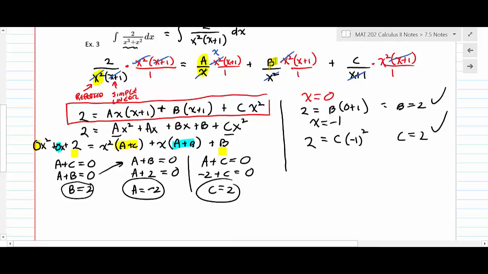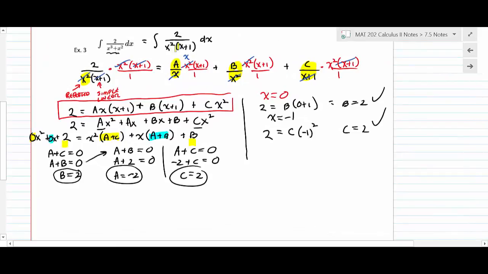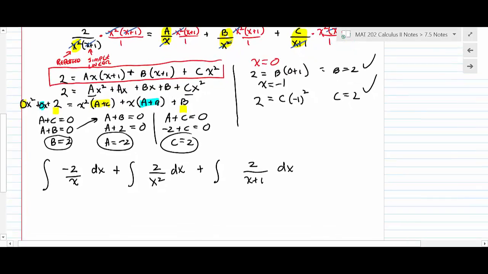So we're looking at this thing right here, okay? We know a, b, and c, so now we're going to put it together and do our integral like this. So we are doing the integral of a over x, okay? A is negative 2, so we have negative 2 over x dx. I'm going to break this one up into 3 integrals, but you can do this in your head. The second integral, you have b over x squared. B is 2, so that would be the integral of 2 over x squared dx. And then the third integral is c over x plus 1, with c being 2. So those things right there are all very easy integrals to do. Each one of them is.